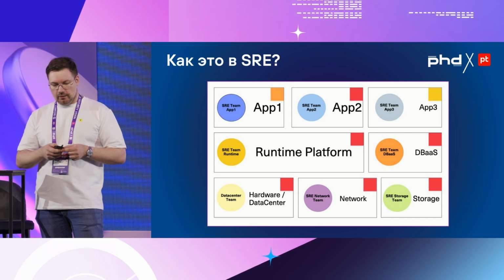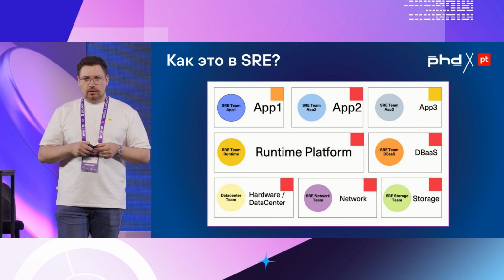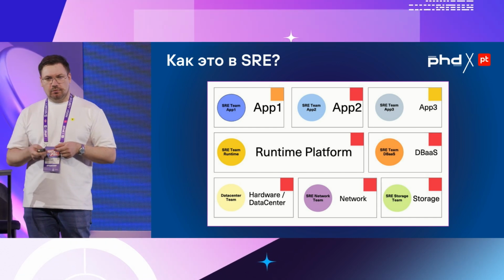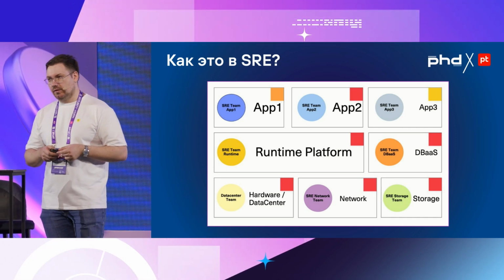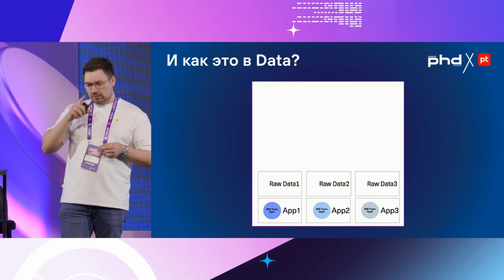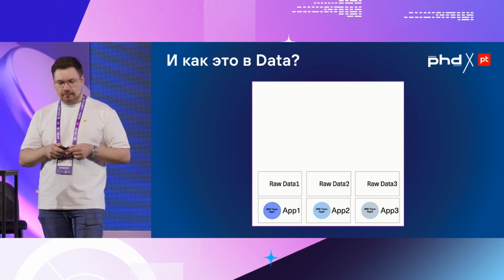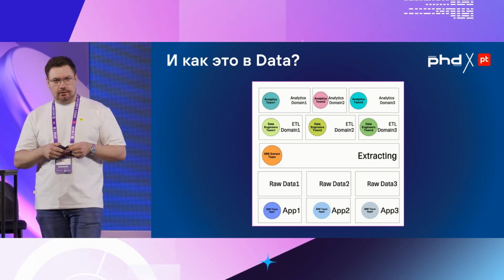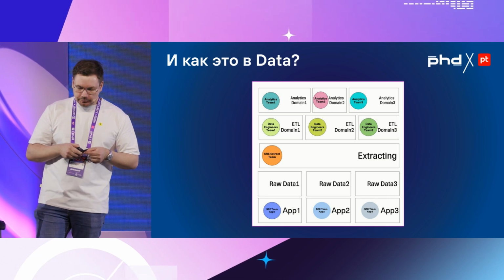And in case of SRE, the criticality is inherited downwards. If something is unavailable, then it will be unavailable for all the applications, irrespective of their criticality. And how does it work in data?